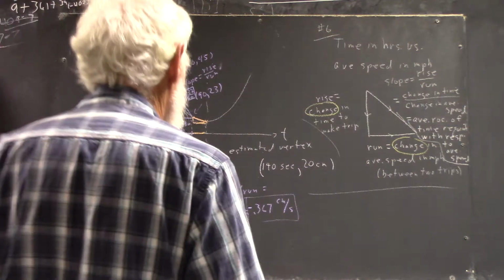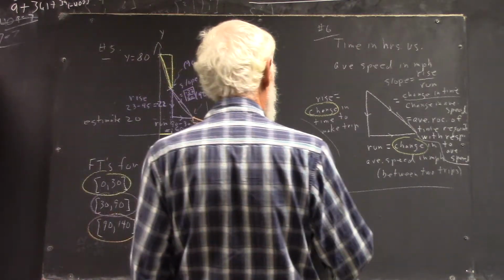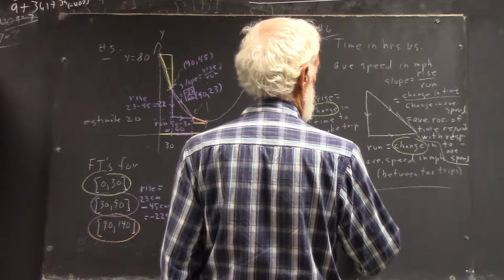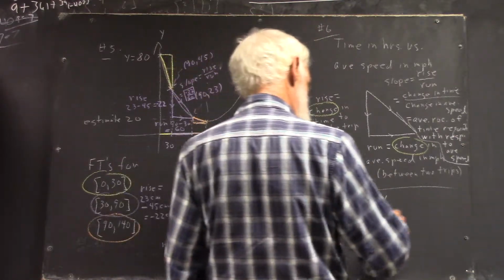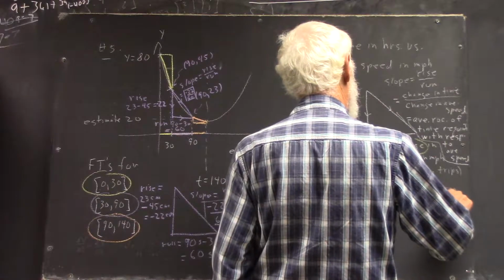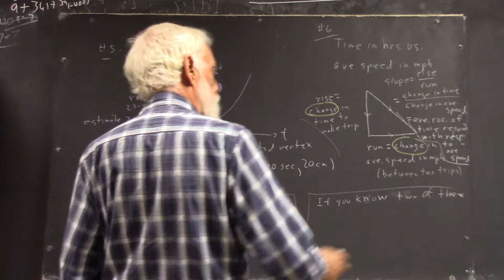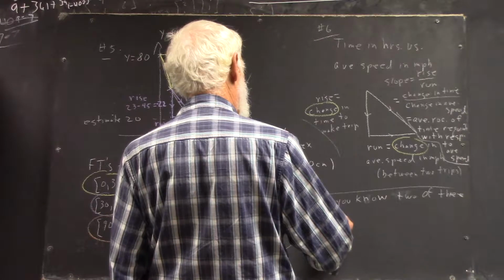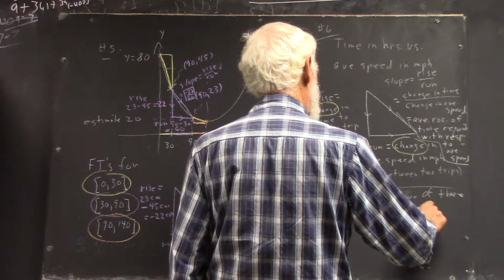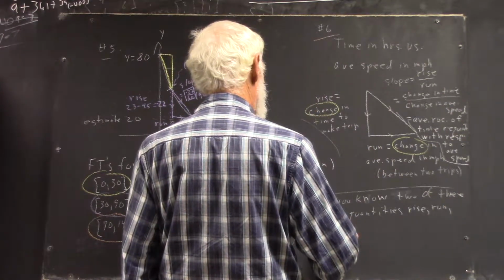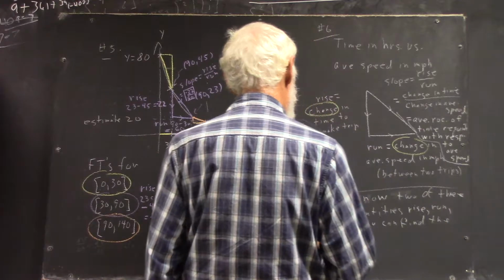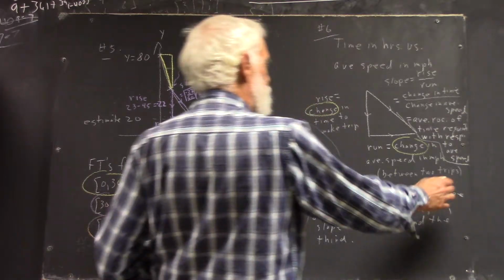Okay, the idea behind number 7 is, if you know 2 of 3 of the quantities, rise, run, and slope, you can find the third.